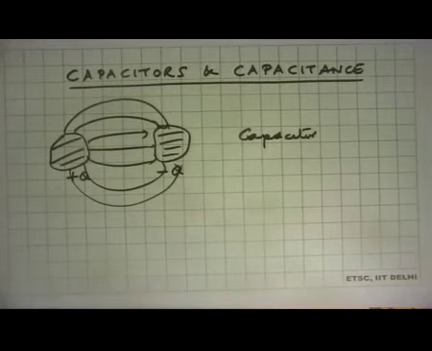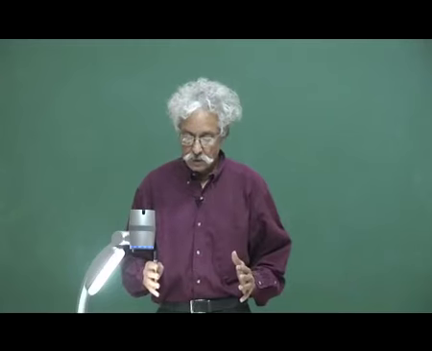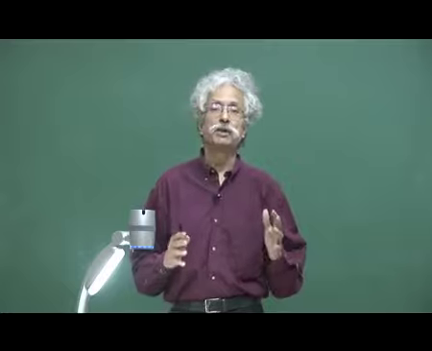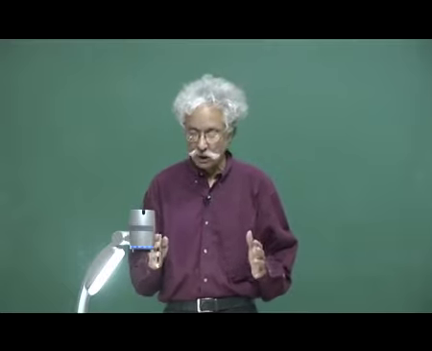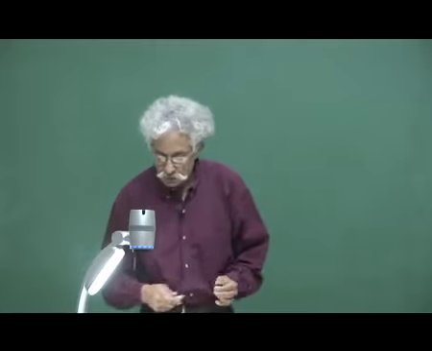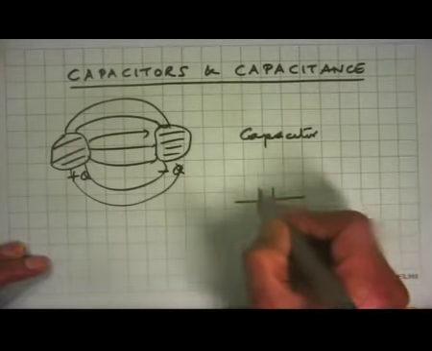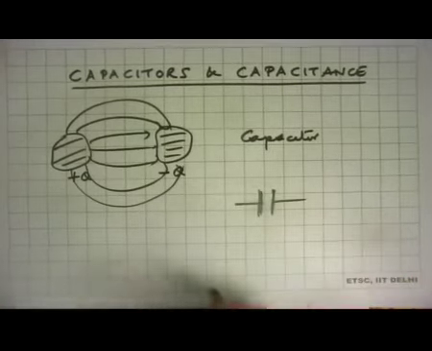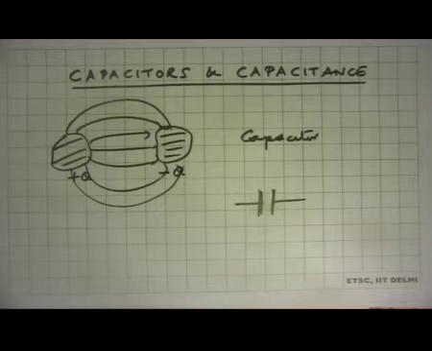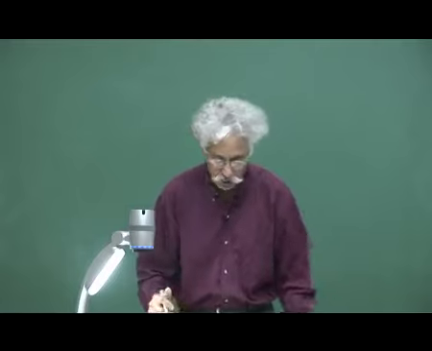Because of these charges, the electric field lines will be generated, and so this particular configuration forms what is called a capacitor. If you have two conductors, where one conductor has a positive charge and the other has an equal negative charge, this pair of conductors forms what is called a capacitor, and capacitors are usually drawn by a symbol like this. Let us look at the simplest of these capacitors, which is the parallel plate capacitor.